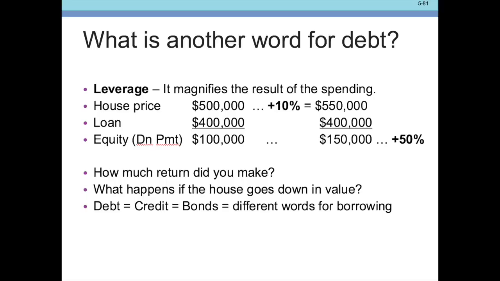The house price goes up $10,000, or 10%, to $550,000. You still owe the bank the loan or most of it, and so the equity has actually gone up from 100 to 150. So the 10% increase in the house price has given you a 50% increase in your returns. So a 10% increase in the price gave you a 50% increase in returns. Why? Because you had leverage.